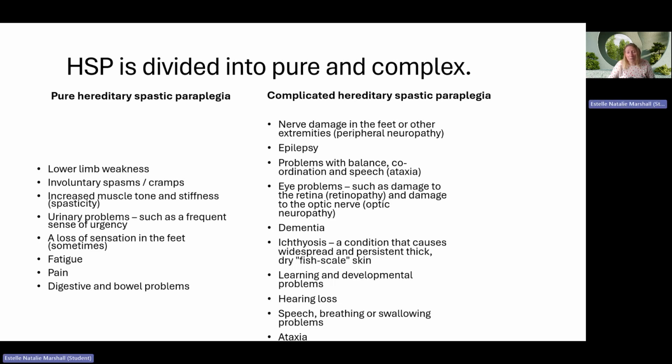usually starting with the ankle dorsiflexors, so the muscles that lift the foot up, causing people to start tripping and falling, although everybody is different. Involuntary spasms and cramps, spasticity and stiffness, urinary problems such as frequency and urgency, loss of sensation in the feet, fatigue, pain.